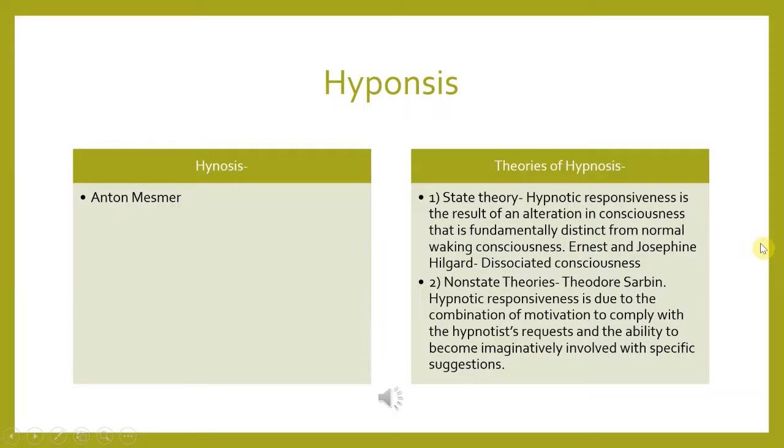And there is a second theory, which is called non-state theory. The main name for you to remember in the non-state theory is Theodore Sarbin. According to this theory, hypnotic responsiveness is due to the combination of motivation to comply with the hypnotist's request and the ability to become imaginatively involved with specific suggestions. So, for example, it's because of role enactment. They believe that someone is able to hypnotize a person because they have this idea in their mind of the role which they are playing, in which they have to comply with the suggestions made by the hypnotist. So these are the two theories.